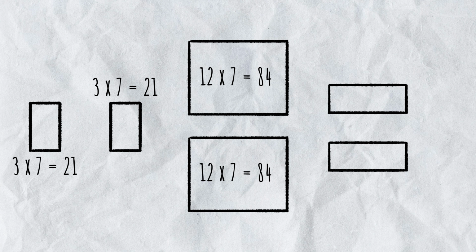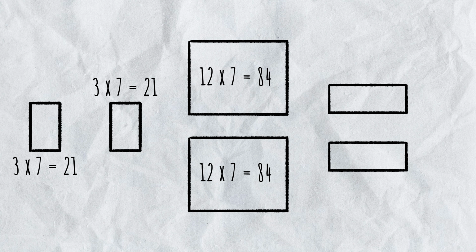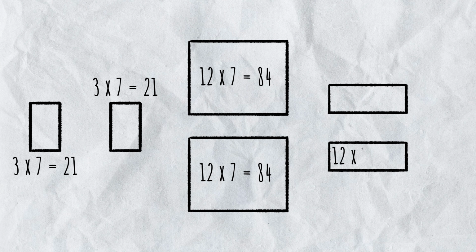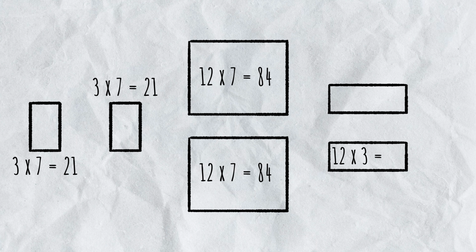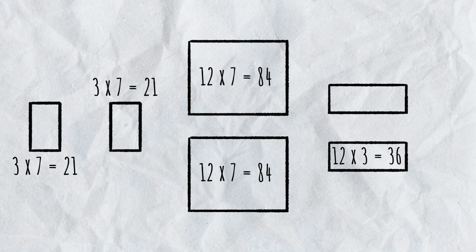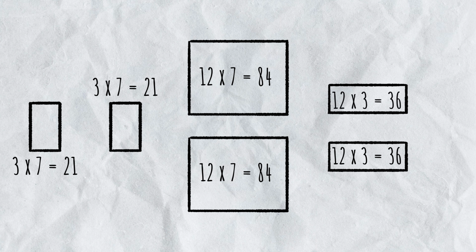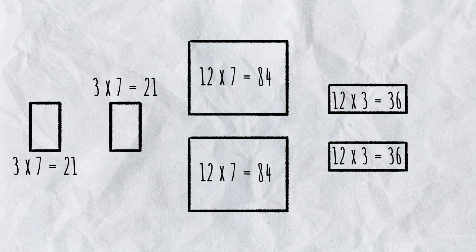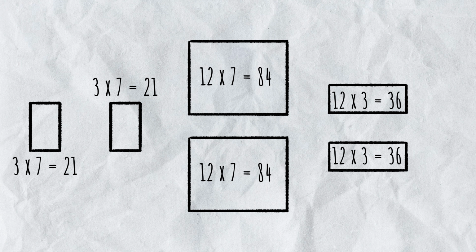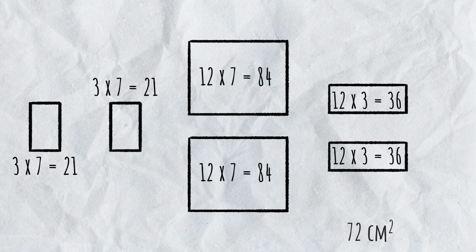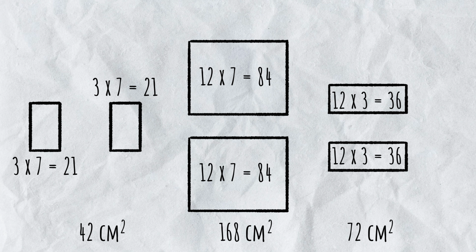And in order to work out one of these faces, we simply just do 12 times 3, which equals 36 centimeters squared. And then we do the same at the bottom, which also equals 36 centimeters squared, as it's exactly the same. And if we add them together, we get 70 centimeters squared. And also make sure you write these on your faces, so make sure you put 36 centimeters squared on one and 36 centimeters squared on the other.